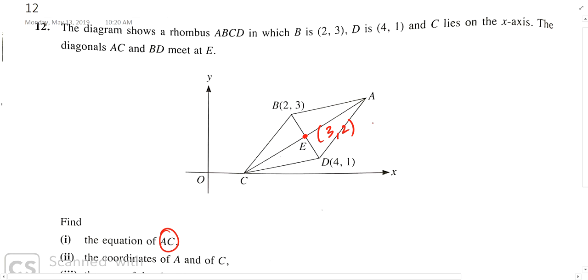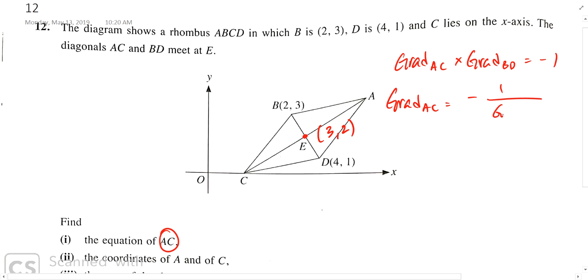So he suggests that we should find the gradient of AC by multiplying it with gradient of BD equals to -1. So gradient AC must be equal to -1 over gradient BD, which all of you can find, right? What is the gradient of AC then? 1. Really so nice. Yeah. 2, 2. Oh yeah, you're right. Okay, so gradient BD is actually found to be 1 also.